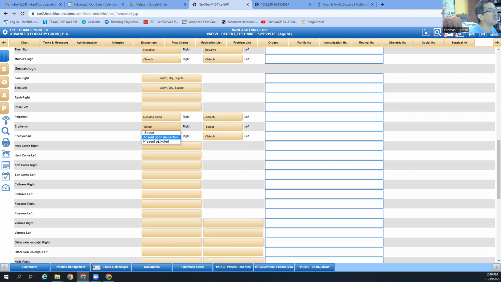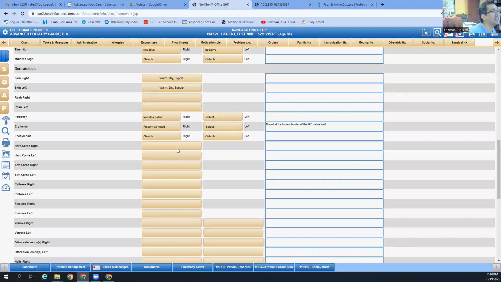Erythema is redness, where it's absent or it's present as noted. We might say, for erythema, we have a right big toe, so it's noted at the lateral border of the right hallux nail, because remember it has an ingrown toenail, so that's not an unusual place to have erythema. Ecchymosis is bruising, right? So where is it? Again, these are for right and left. Hard corns are typically found on the knuckles of the toes, sometimes at the tips of the toes, or even on the sides of the foot.